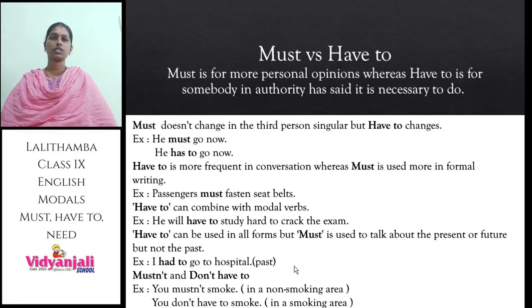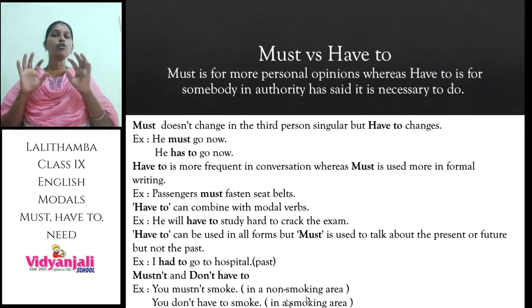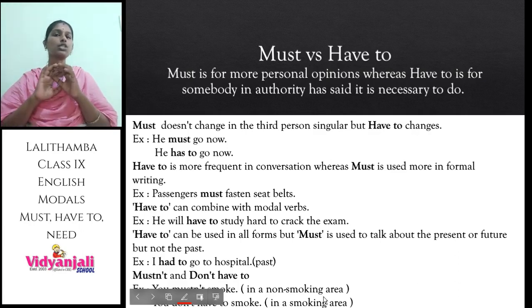And the difference between must not, mustn't, and don't have to in negatives. Have to, negative, is don't have to, and must not. What is the difference? Let us see. You mustn't smoke in a non-smoking area. It's a prohibited area, so there is a rule that you must not smoke. Even if you are willing to smoke, you must not smoke here.